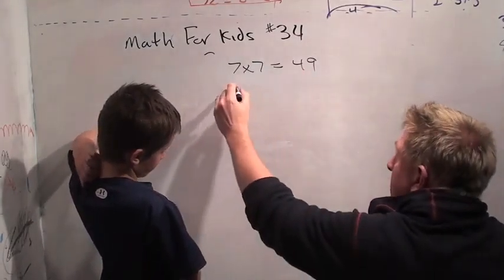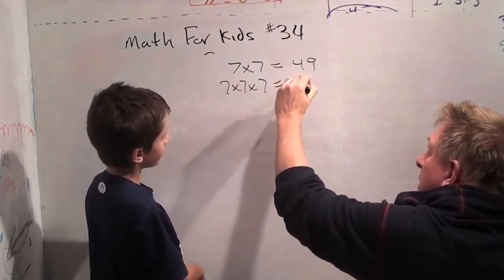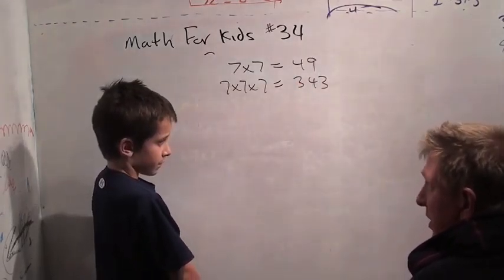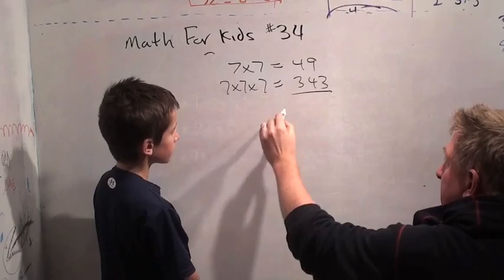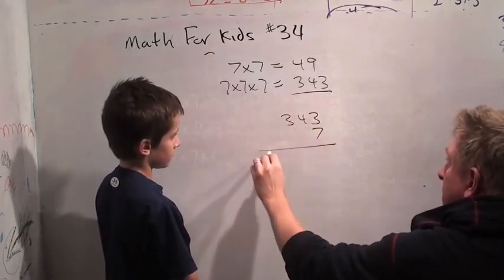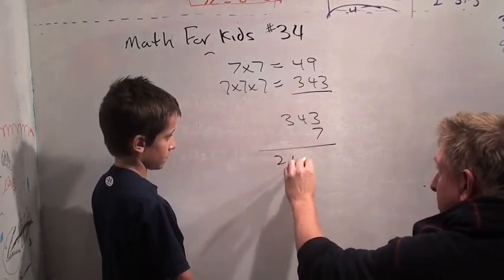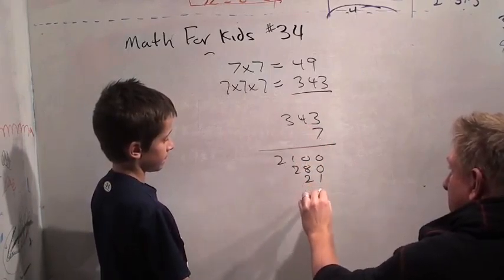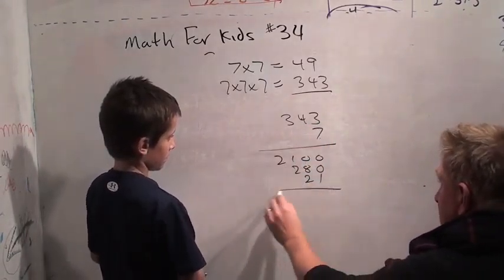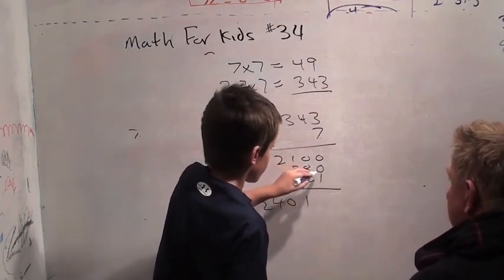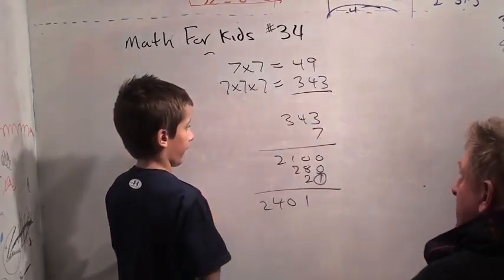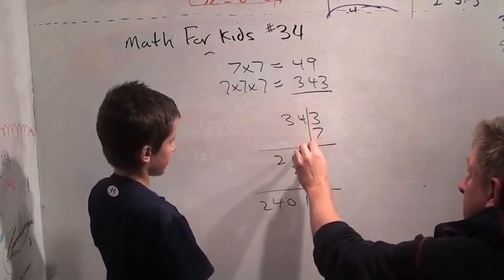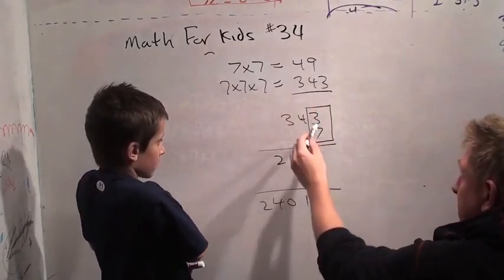Okay, but notice that last 3 came from 7 times 9, which was 63. That's where that 3 came from. So let's look at 343 times 7. This is 7 times 300, which is 2,100, plus 7 times 40, which is 280, plus 7 times 3, which is 21. So where does the last digit of this, which is 2,401, come from? It just comes from 7 times 3. You just have to do 7 times the last digit. The last digit always comes from multiplying 7 times the last digit.